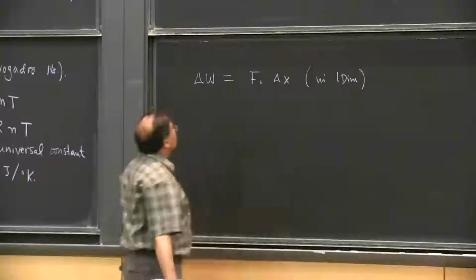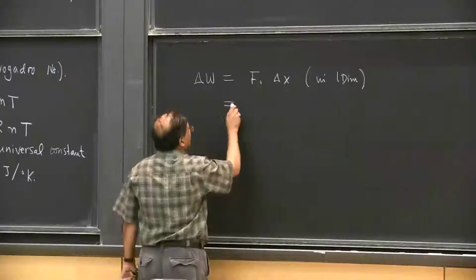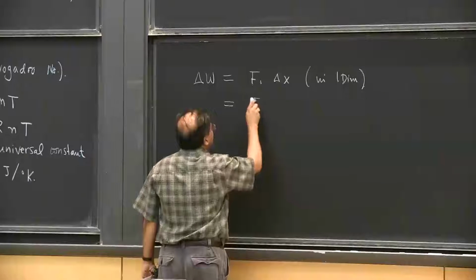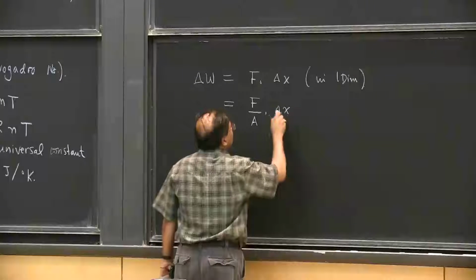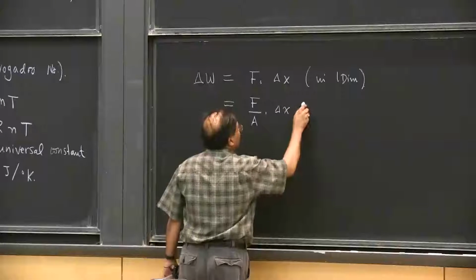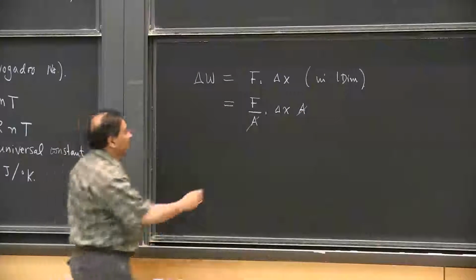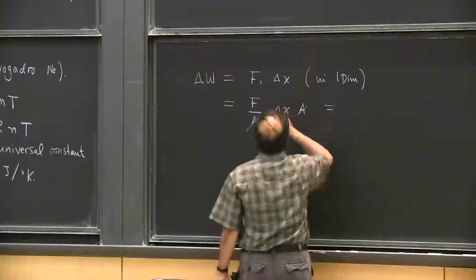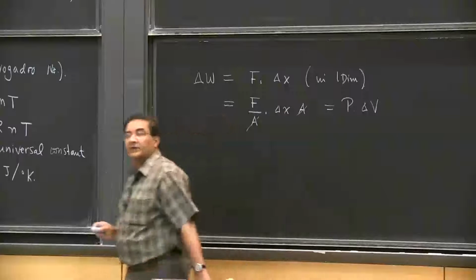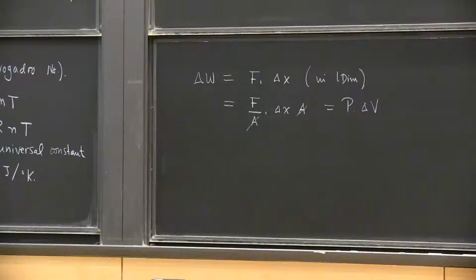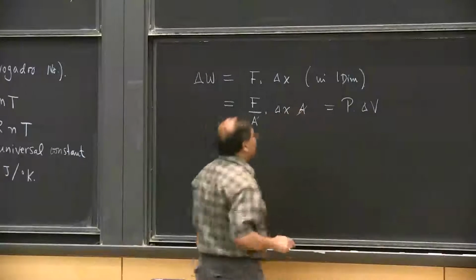Meaning along the line. So at this point, actually from dimensional considerations, you can already see that if I write the following, then this A and A will cancel, but F over A gives me pressure. So therefore, instead of writing F dot delta X, I can actually write it as P delta V.